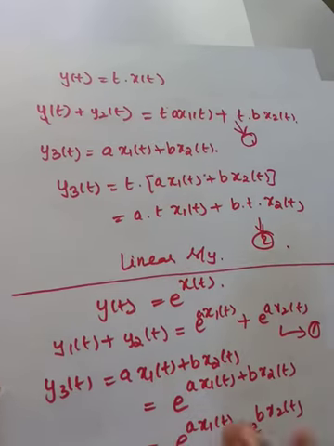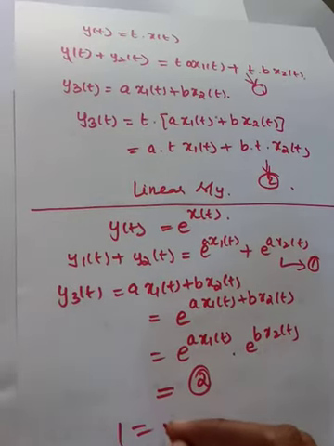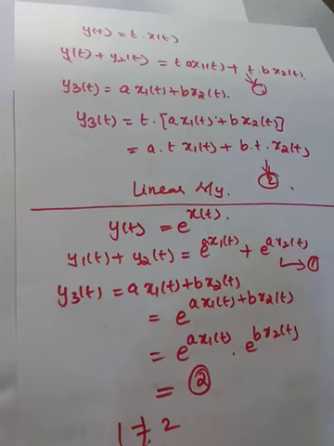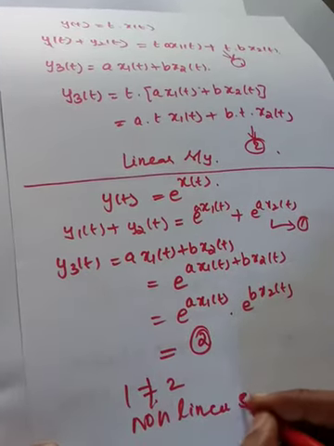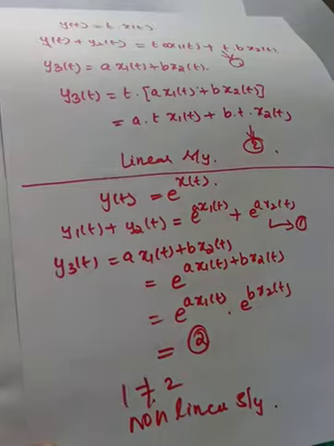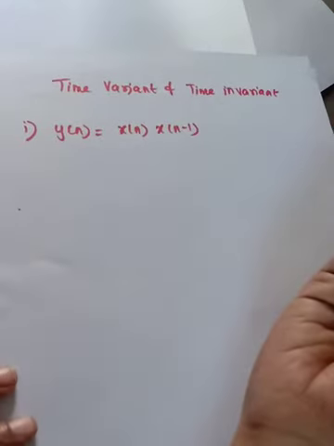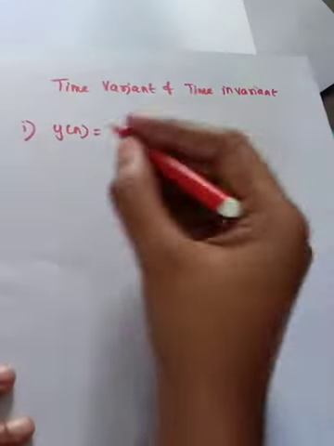1 is not equal to 2, so it is a non-linear system. Like that we are going to check the linearity condition. The next one is the last property, the time variant and invariant property.